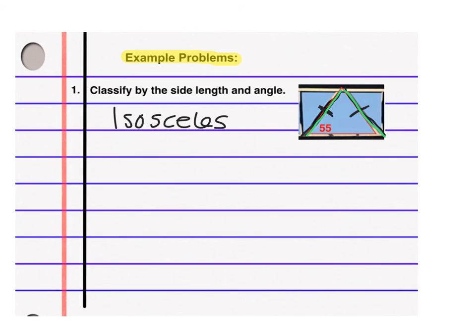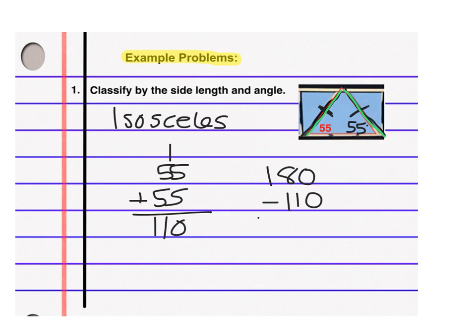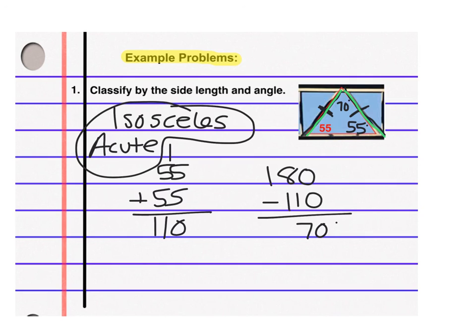That also means that these two angles are congruent, 55 and 55. Then, using the triangle angle sum theorem, 55 and 55 is 110. I know every triangle has 180, so that top angle is 70. Looking at these angles, 55, 55, and 70, those are all acute angles, all less than 90. So this triangle is isosceles and acute. There should be two names: one for the side length, isosceles because there are two congruent sides, and acute because all three angles are less than 90.